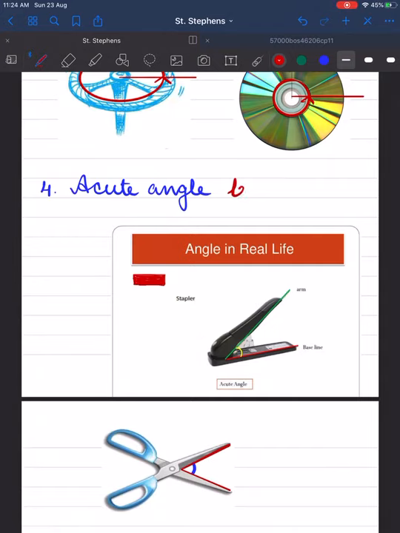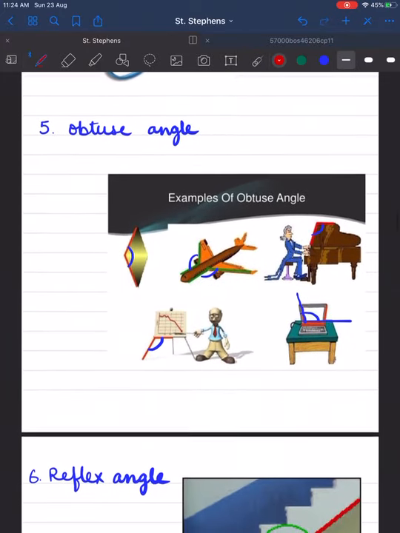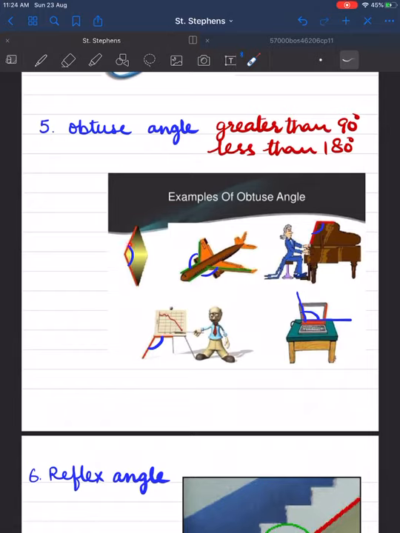Now an angle which measures less than 90 degree is an acute angle. So here we observe acute angle in the picture. Now an angle whose measure is greater than 90 degree but less than 180 degree is an obtuse angle. So here in the pictures we observe obtuse angle.